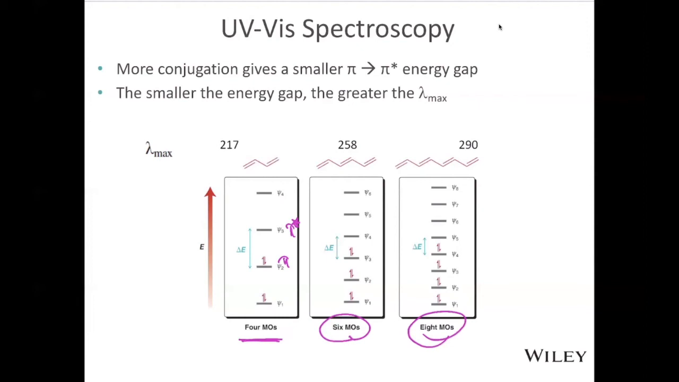So the more conjugated a system is, the more stable it is, and the less energy we need to put in to promote an electron from the HOMO to the LUMO. And if you wanted to quantitate this or use values, 217 nanometers versus 258 nanometers versus 290 nanometers. Even though the lambda max value increases, the energy actually decreases.